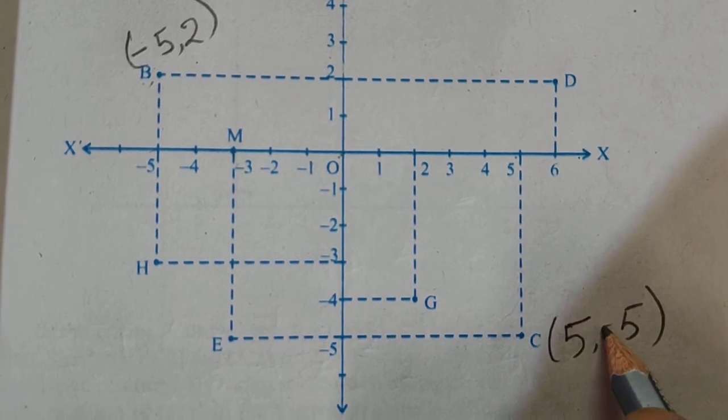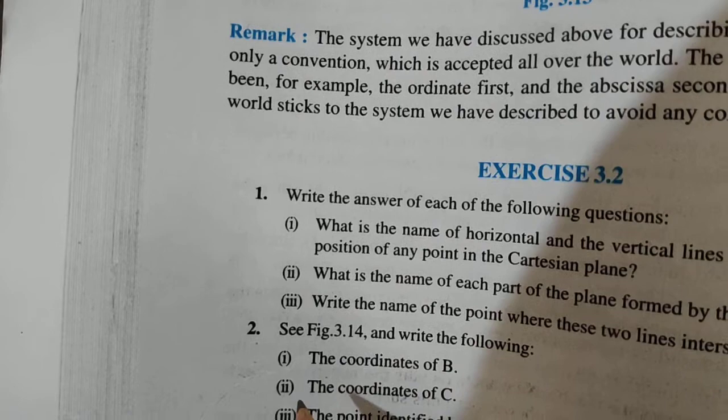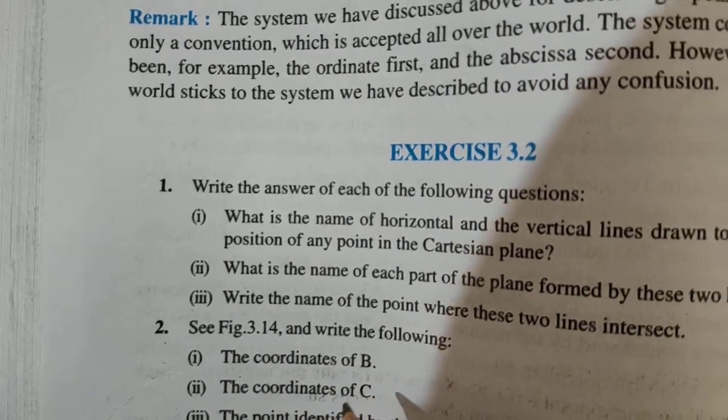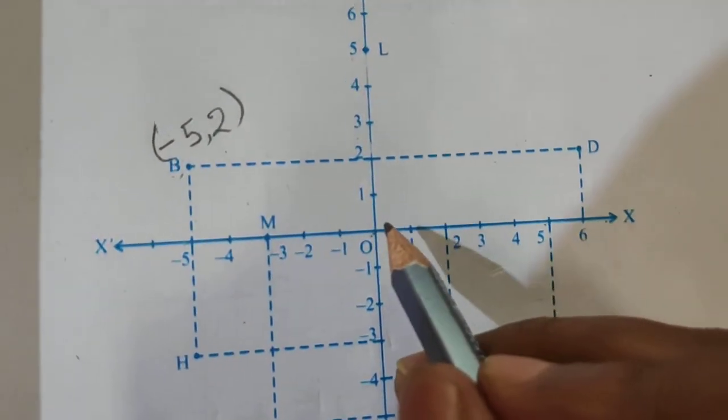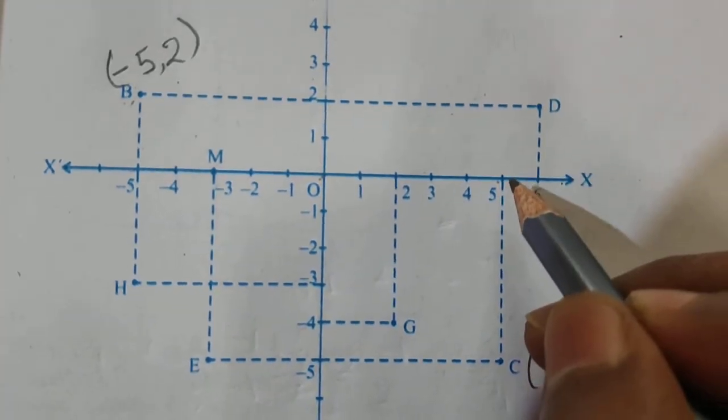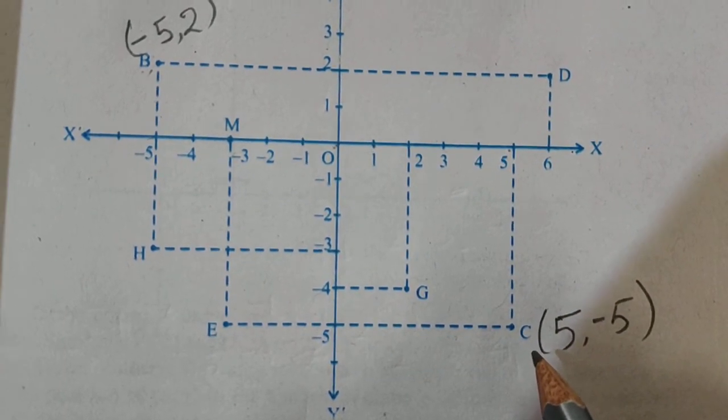You will write it in your copy. I am just showing it in your book. Okay. You will write that in the answer: the coordinates of the point C are 5, comma minus 5.